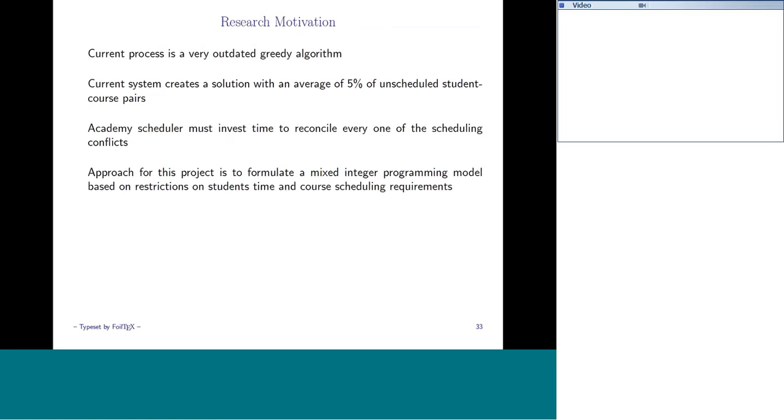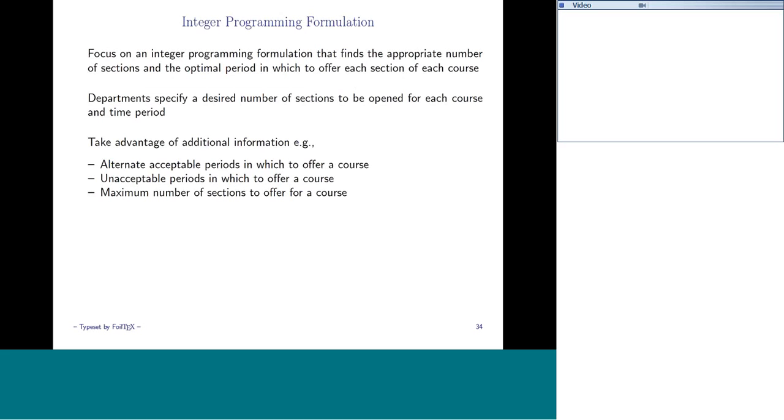The solutions usually leave about 5% of student course pairs unscheduled, and then the scheduler, a person, has to invest some time to reconcile the scheduling conflicts. So our approach is to formulate a course mix integer program to account for the restrictions on student time and course availability. We would like to determine the appropriate number of sections to open of a given class, to make sure we're not opening sections with just 1 or 2 students in them, but also that students get the courses they need. The department specifies a desired number of sections to be opened, and we try to adhere to that as closely as possible.